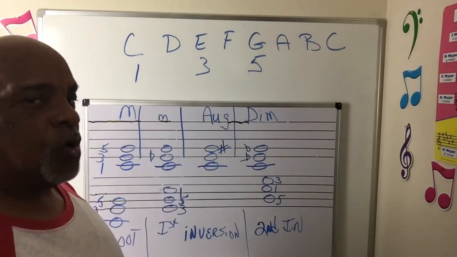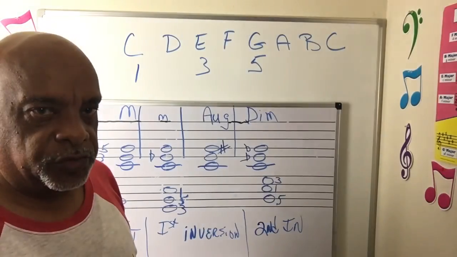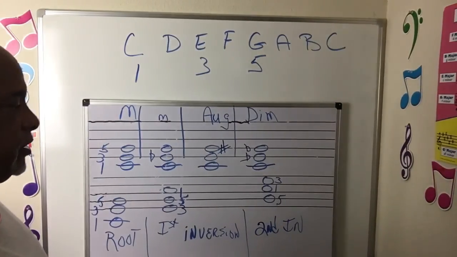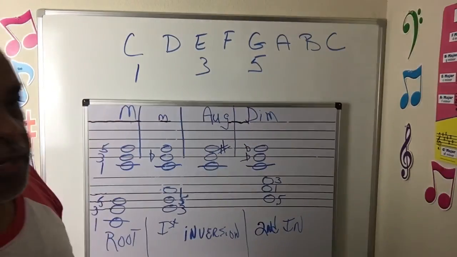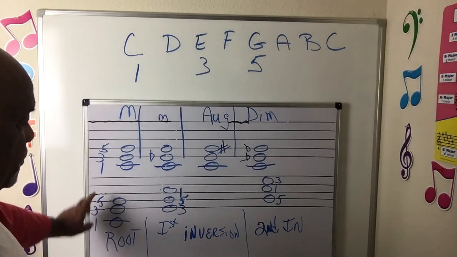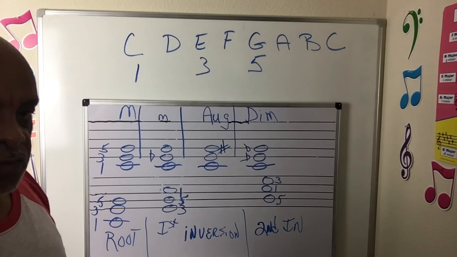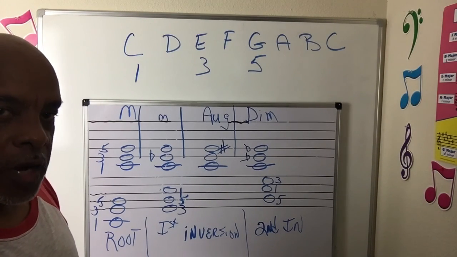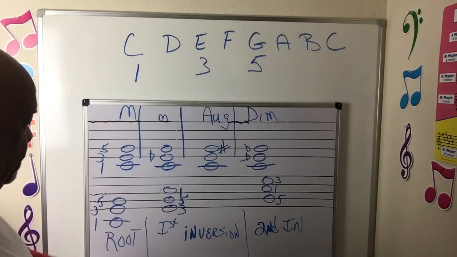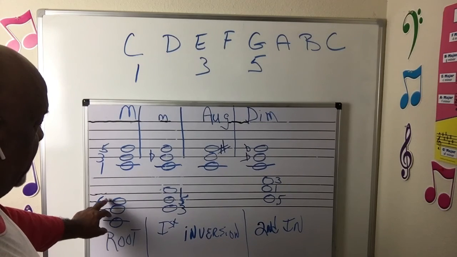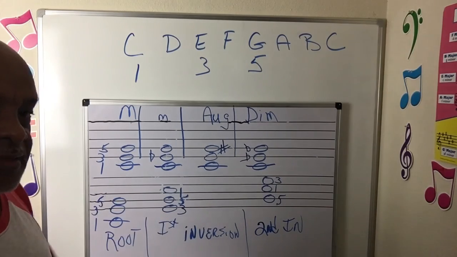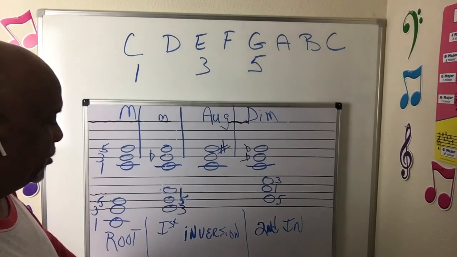We also talked about root position, first inversion, and second inversion. We're still using the C scale. Root position in any key is 1, 3, 5. In the key of C, that's C, E, G. C is the 1, E is the 3, and G is the 5. That's root position.